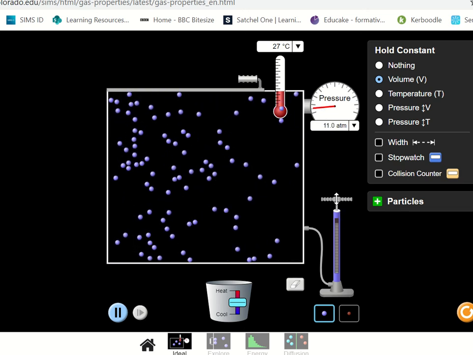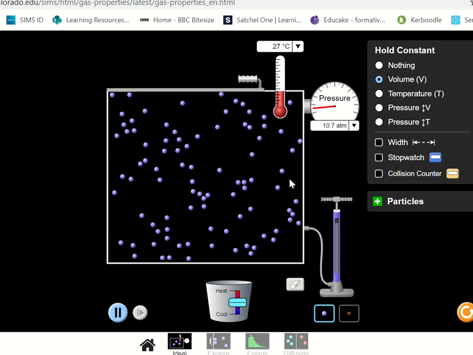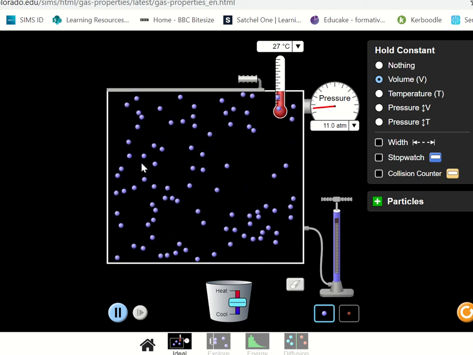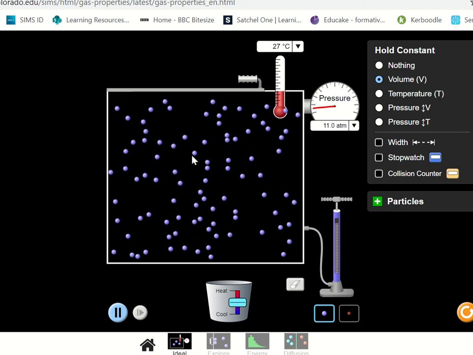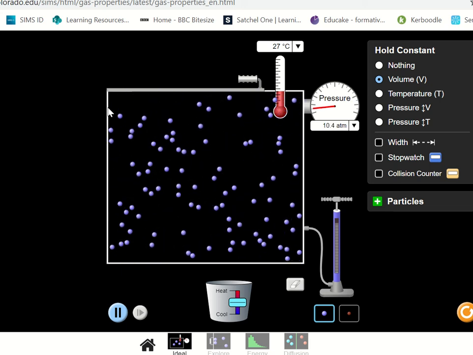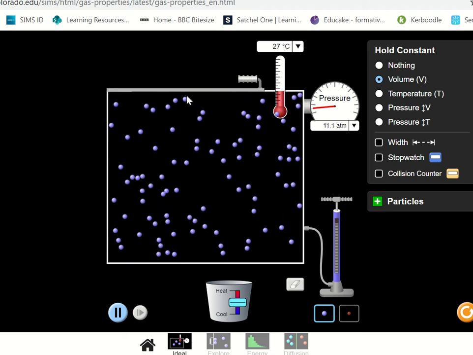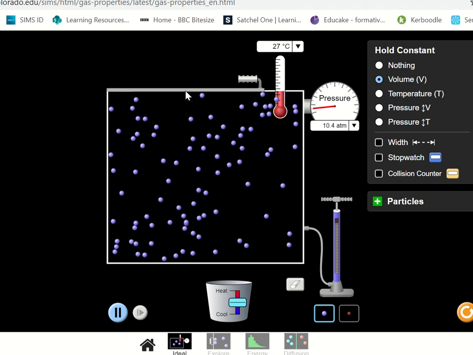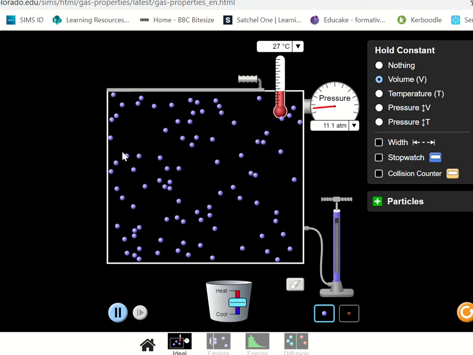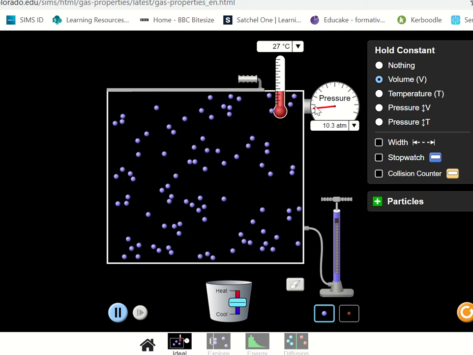Very, very slow this. Okay, so the particles are moving very, very slowly in this simulation, but nonetheless you can see the particles are moving around. Not only are they bumping into each other, colliding with each other, they're also colliding with the surface of this container. And whenever they do that, they give a little push, a little force on the side of the container, and that gives you a pressure. All those particles bumping into the side of the container give us our total gas pressure.